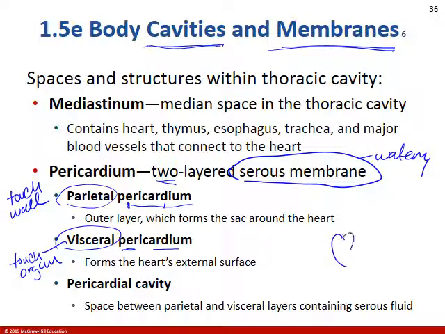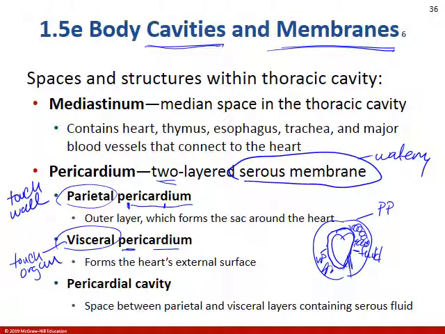So basically, if you have your heart, you have one layer that wraps around the heart, then there's going to be fluid in here, and then you're going to have another layer around the heart. So this is all fluid in here. This is your visceral, and then this is your parietal pericardium. And that would be your visceral pericardium.